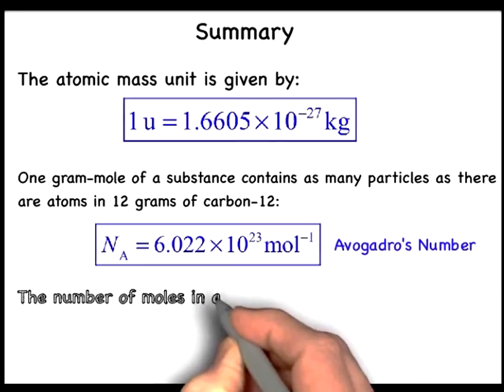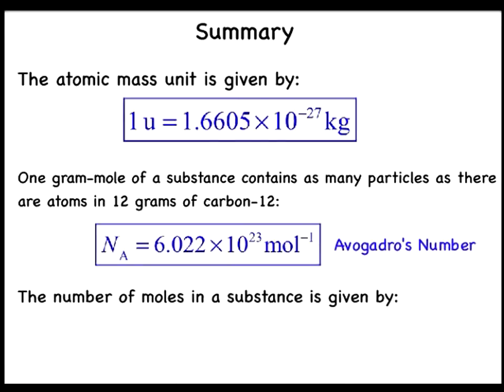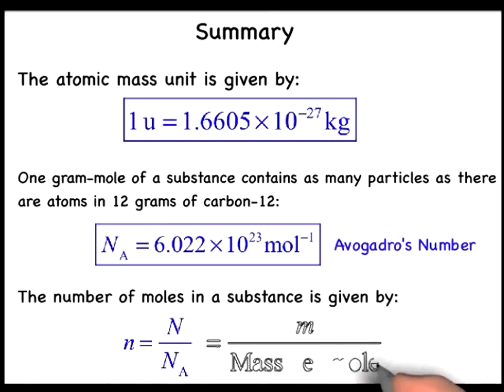Finally, the number of moles in a given substance can be determined from the total number of particles of the substance by dividing by Avogadro's number, N_A, or from the mass of the substance by dividing by the mass per mole of the material.